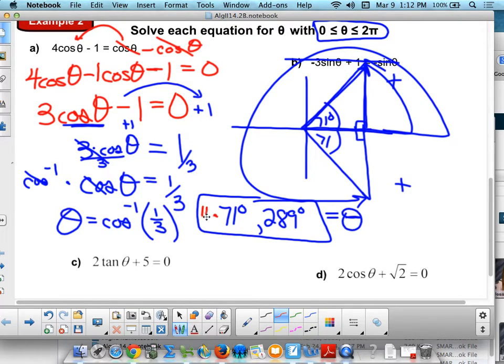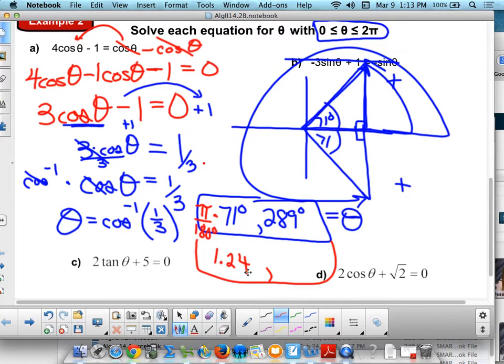Couldn't you just do this? Take 71 times what? I just take 71 times pi, divide by 180, and you're in radians. Anybody want to say it? 1.24. Okay. Radians. Yeah, that sounds about right. 1.24. Okay, what about 289?